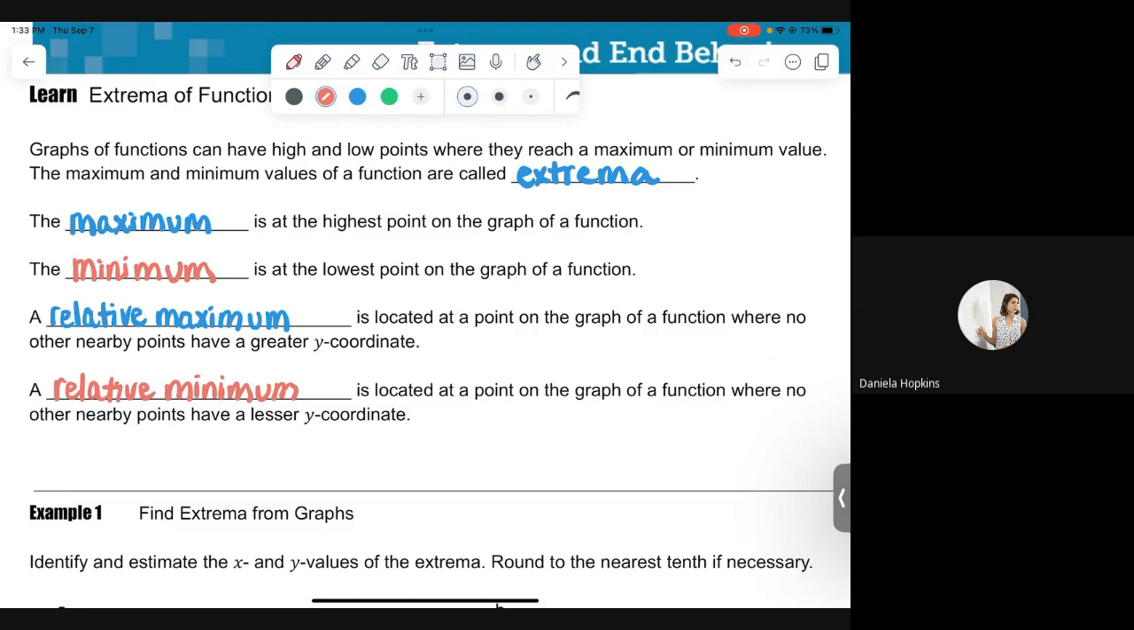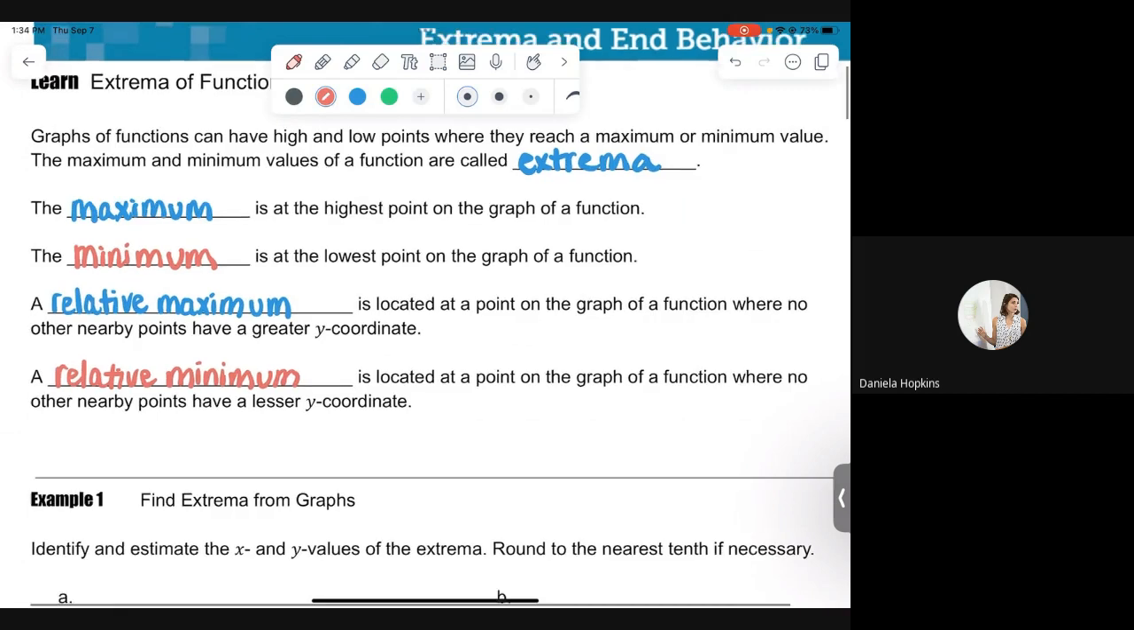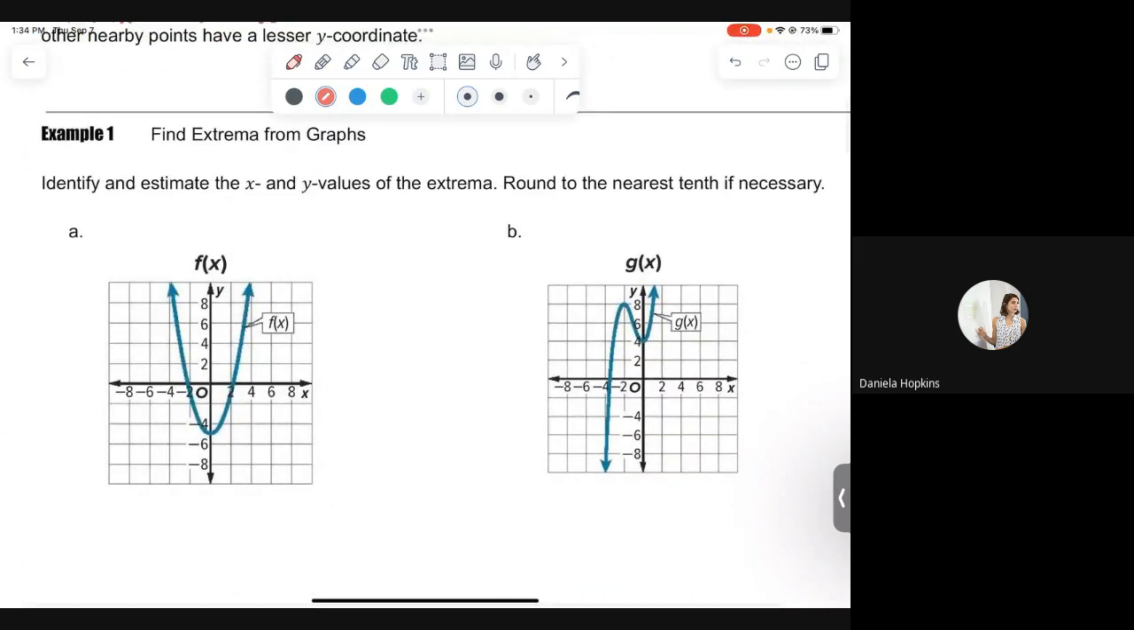So you won't always have all four of these. In fact, I don't think it's possible to have all four of these. At most, I think you can have three. You can either have a maximum, a relative maximum, a relative minimum, or some combination thereof. So let's see some of these.